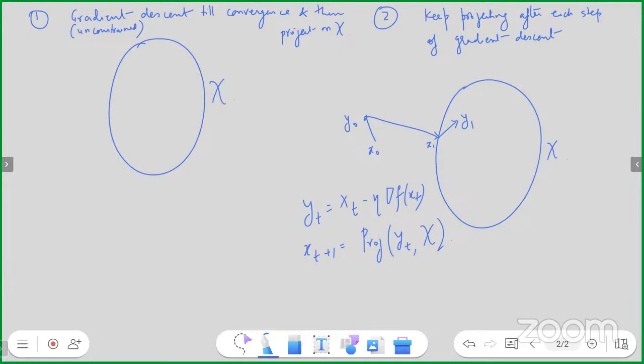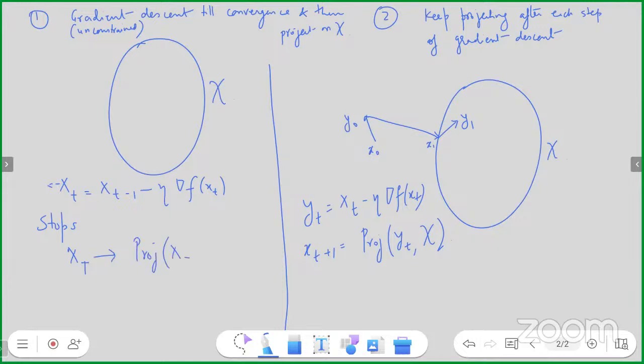Keep going. What will the first one do? It will just run x_t equals x_{t-1} minus eta del f of x_t, and whenever it stops, at let's say x terminal, you take the projection of x_t onto X. These are the two different algorithms.